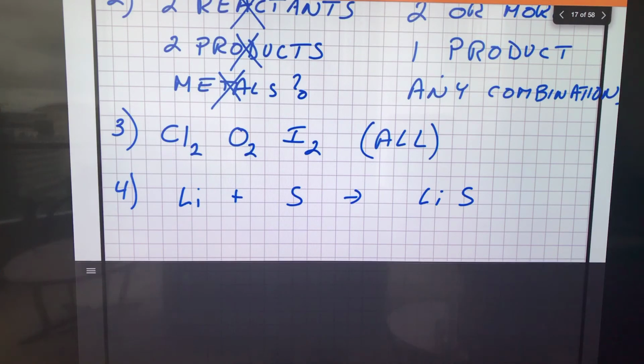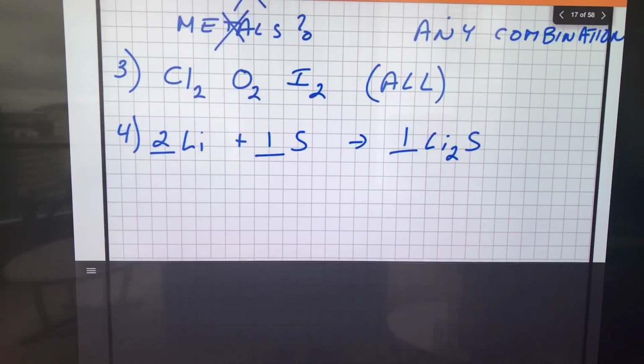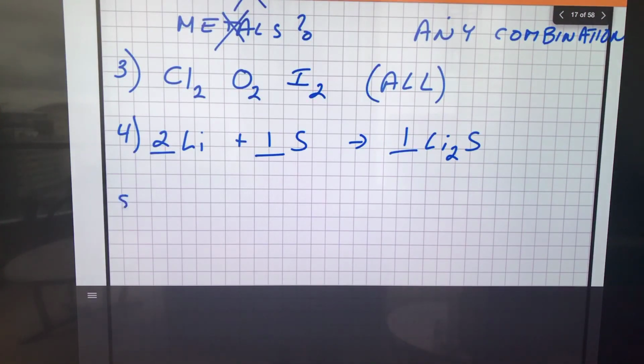The next step, I need to balance my product. Well, lithium is +1, sulfur is -2. So it's going to look like that when I balance that molecule. And the last step is to balance the entire equation. Well, I have 1 lithium on the left, 2 on the right, so I need a 2 there. And then I have 1 sulfur on each side, and so it balances as 2, 1, 1. All right, the last one.